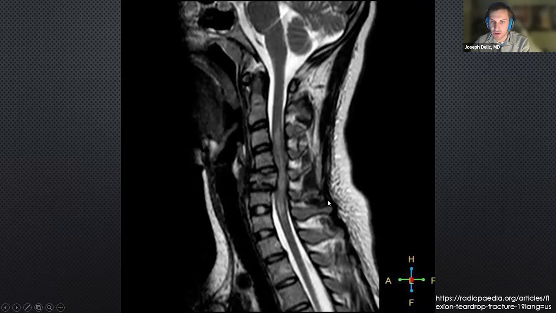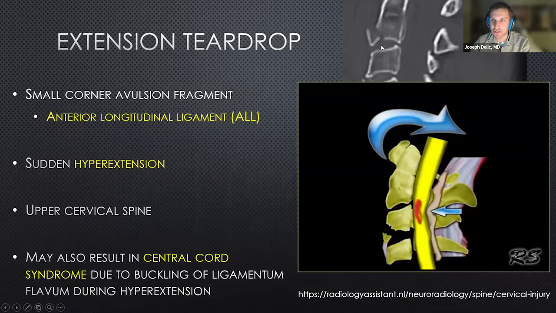Pinching the cord and you have that cord edema. All right. In contrast to that one, we have our extension teardrop. These are often small fragments from the anterior inferior vertebral bodies that are anterior longitudinal ligament avulsions. Usually sudden hyperextension injuries cause that. They are usually in the upper cervical spine, but not exclusively.